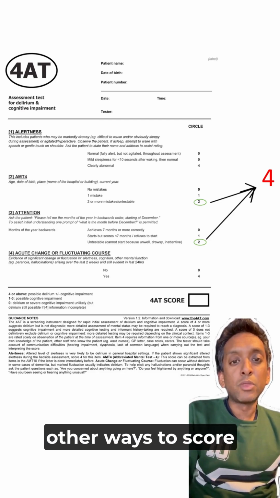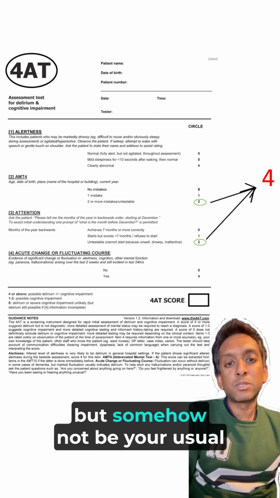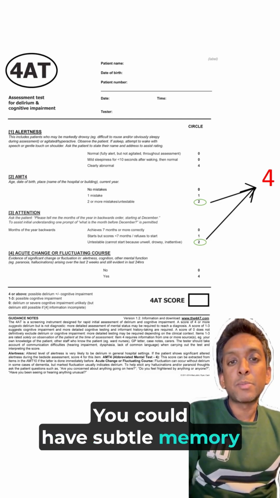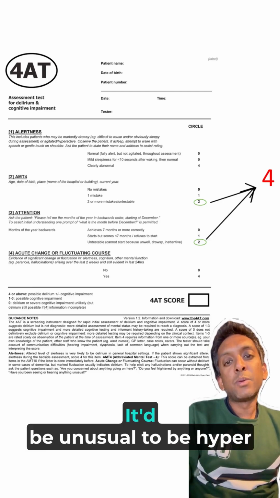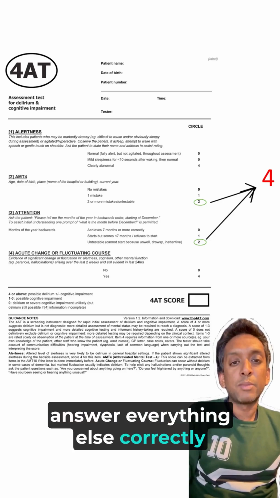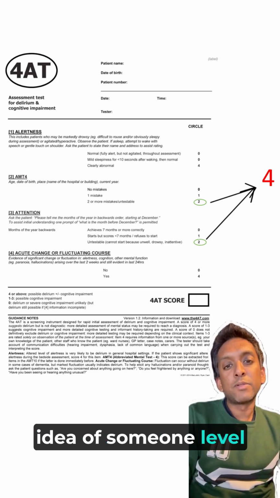You can see there's a couple of other ways to score 4 as well. You might answer everything correctly, but somehow not be your usual self, and that can be the case. You can have subtle memory problems that are not picked up by the 4AT. It would be unusual to be hyperagitated or very drowsy and then answer everything else correctly, but possible. So again, a 4AT of 4 gives you a rough idea of someone's level of cognition.